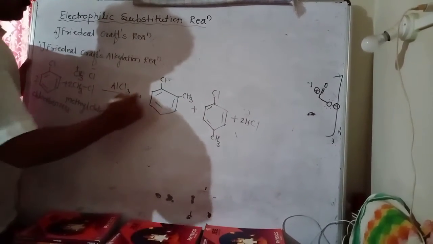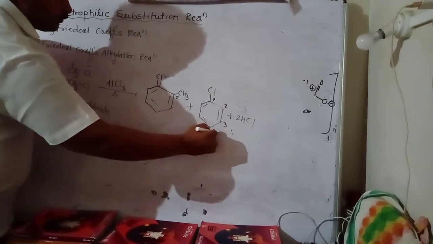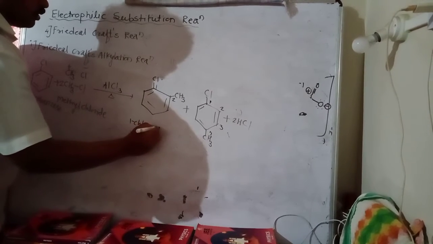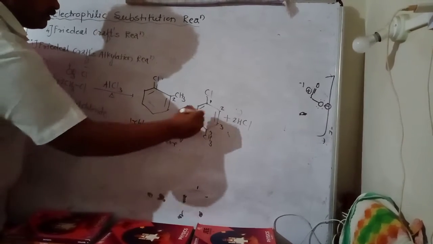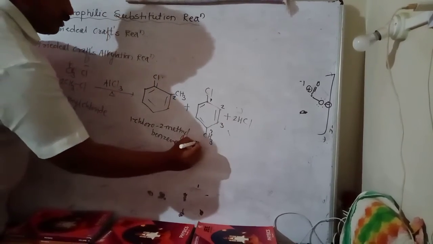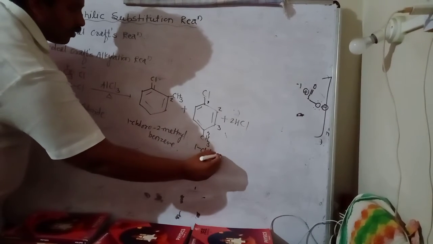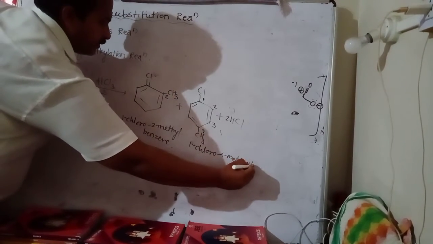Name of the compound, numbering 1, 2, 3, 4: the name of the compound is 1-chloro-2-methyl benzene. Name of the other compound is 1-chloro-4-methyl benzene.